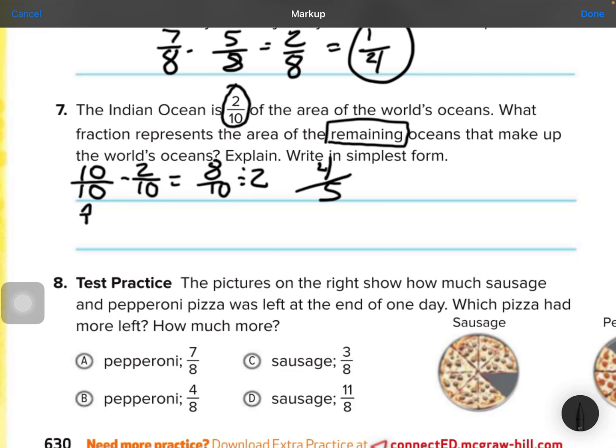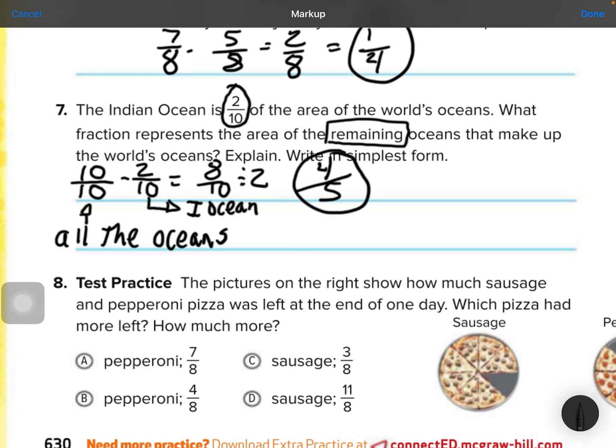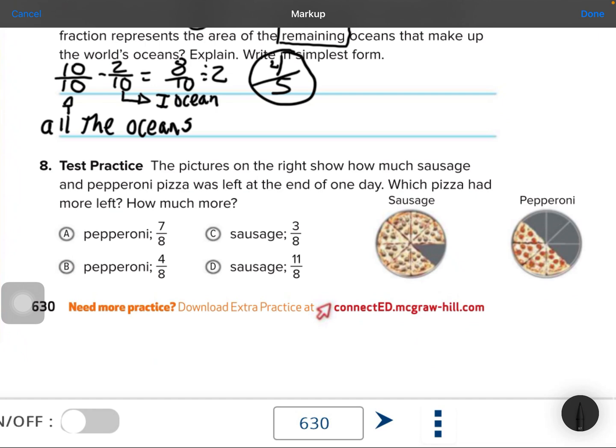We're going to say this right here is the world's oceans. All the oceans. And we're going to draw a little arrow from this one saying this one is the Indian Ocean. I'll just put I-ocean. Then just show your equations there and circle your answer and we'll be good to go.